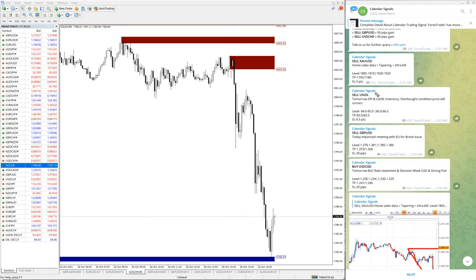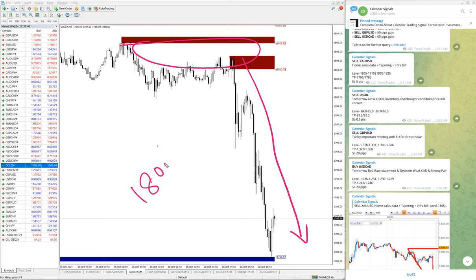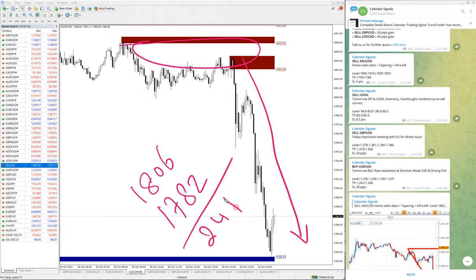And gold traded from 1806, which is, you can see around here, 1806, and all the way down, and still it is in the downtrend. 1806 is the entry, and moved till 1782, which is 24 points gain. As of now, 24 points gain, and you see the given target 1795, which is already reached.